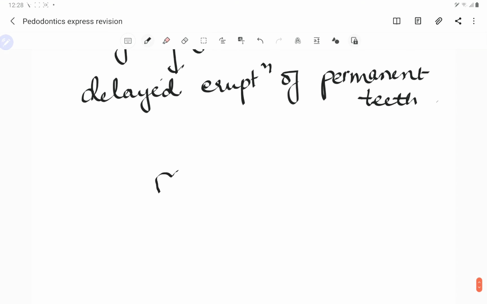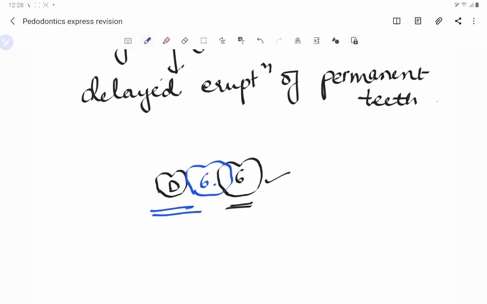Say suppose this is your D, and here is your E. D is the primary first molar, E is the primary second molar. And then here is where the permanent first molar, the 6, is supposed to erupt. But say there is early loss of E. Then the 6 is going to erupt somewhere here, right? So there is no space for the premolars. This is why there is delayed eruption of the permanent teeth, because of the migration which happens.